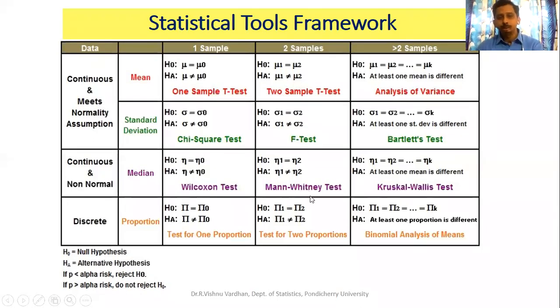And the analog of these is Mann-Whitney for two samples and Wilcoxon for one sample. And if it is discrete data, here it is the test for two proportions, and here the test for one proportion. And if there are more than two populations for discrete data, we use analysis of means. Here, analysis of variance and Kruskal-Wallis.